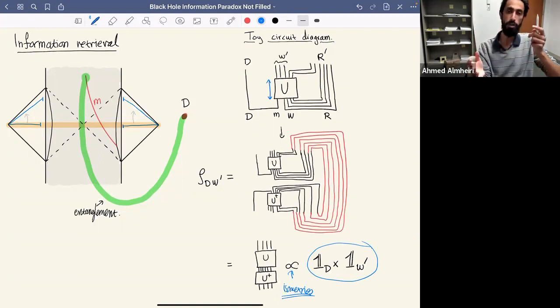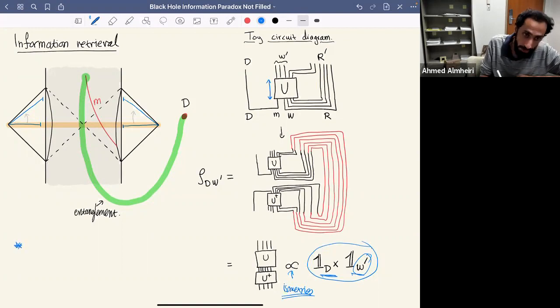What this says is that after you throw your particle in, it scrambles. Then after some unitary evolution, the black hole W prime forgets about the message, right? There's no correlation or mutual information between D and W prime. The density matrix is a tensor factor.